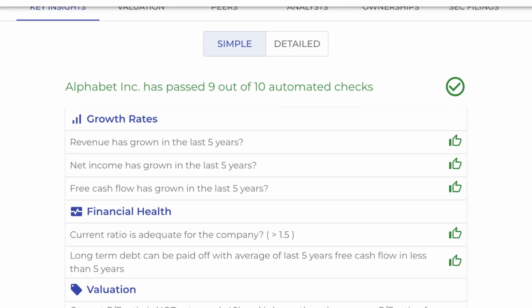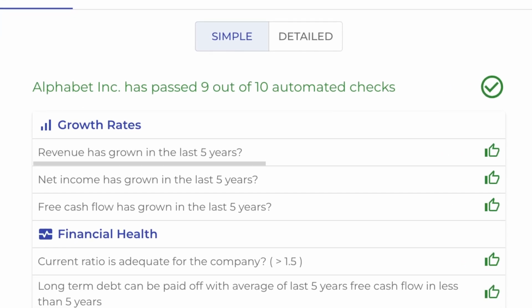Starting with growth rates. Under growth rates, the first one is if the revenue has grown in the last 5 years. Similarly, the next one is if the net income has grown in the last 5 years. And the next one is if the company has been able to grow its free cash flow in the last 5 years. The good news is that the Alphabet passes all 3 checks under growth and hence receives thumbs up for all 3.